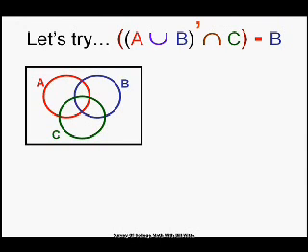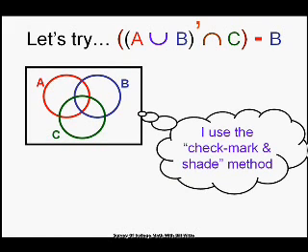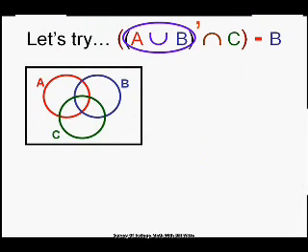We're supposed to come up with a picture of A union with B complement intersected with C and then subtract B. Oh yeah, I had that check mark and shade method and multiple picture method. So I'm going to start with the innermost parentheses and use the check mark method to do A unioned with B. That's what that U stands for. And that's everything that's in A or in B. You don't have to be in both.